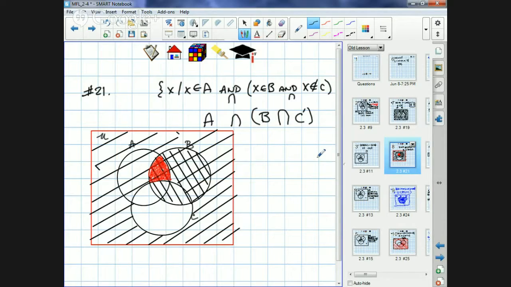Let's see, element... not an element means complement. Yep. Okay, correct. Thank you.